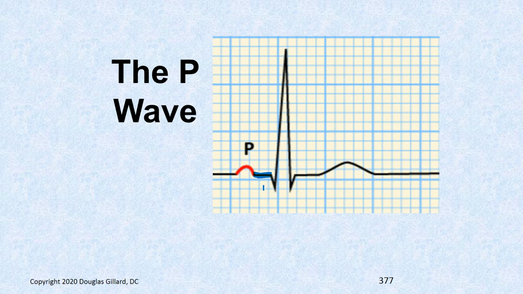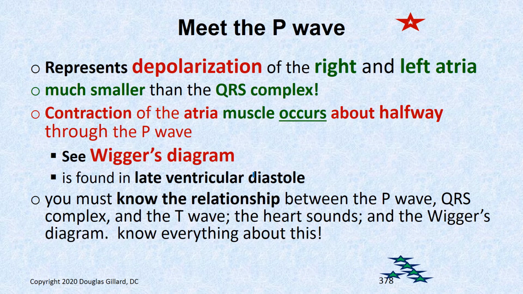That's the PR segment. That represents the electrical neutrality of the current. There's no current here, right? This is the isoelectric line. It's flat. So the current has gotten out of the atria, or most of the current, all of the current is in the AV node, and it's being held up there, right? So that's the P wave.